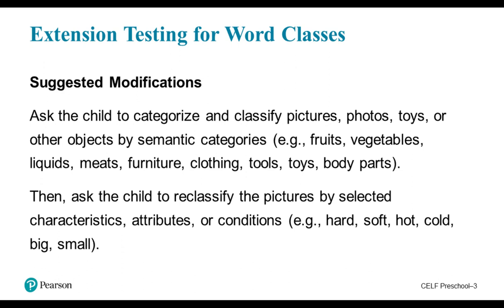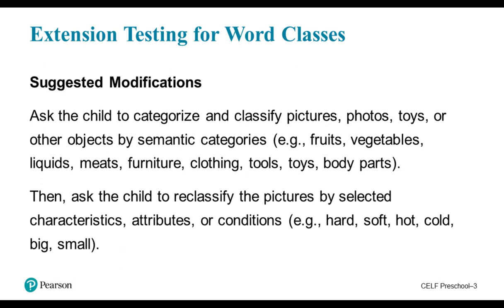And here's an example of a suggested modification for extension testing for the word class subtest. You can use extension testing to further examine the child's comprehension of word relationships by semantic class. Before extension testing, review the items in error and note any pattern of errors by semantic category. You can compare the child's performance on other subtests that examine semantic knowledge, such as the Expressive Vocabulary subtest, Following Directions, and Basic Concepts.